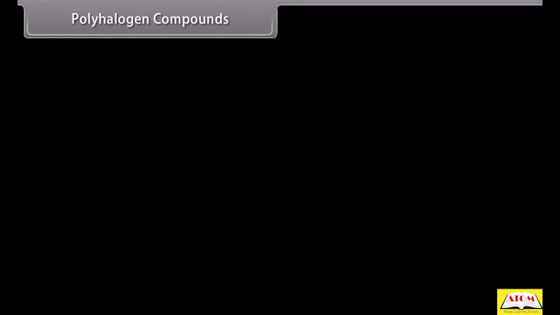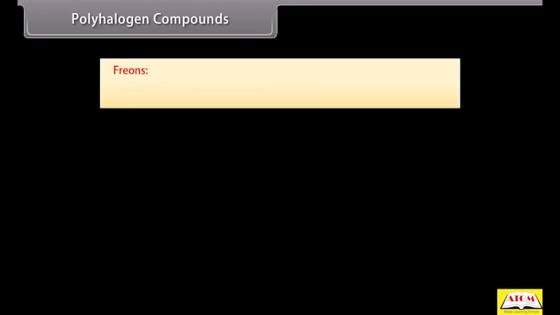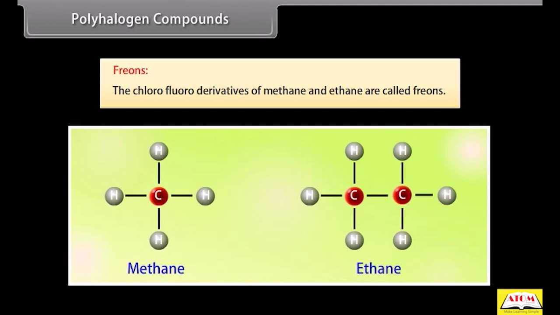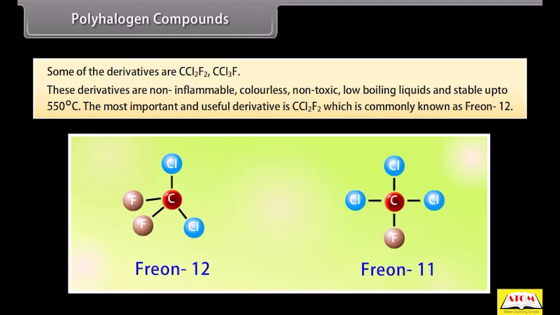Polyhalogen compounds. Freons. The chlorofluoro derivatives of methane and ethane are called freons. Some of the derivatives are CCl2F2 and CCl3F. These derivatives are non-inflammable, colorless, non-toxic, low boiling liquids and stable up to 550 degrees Celsius. The most important and useful derivative is CCl2F2, which is commonly known as Freon 12.